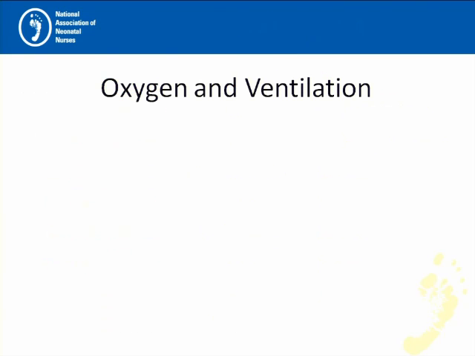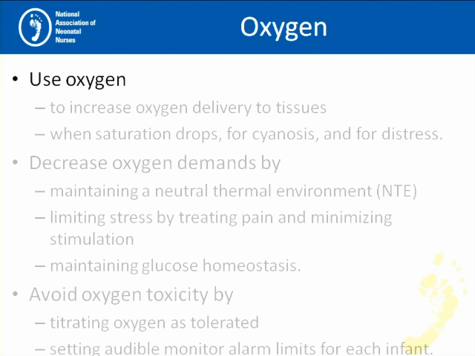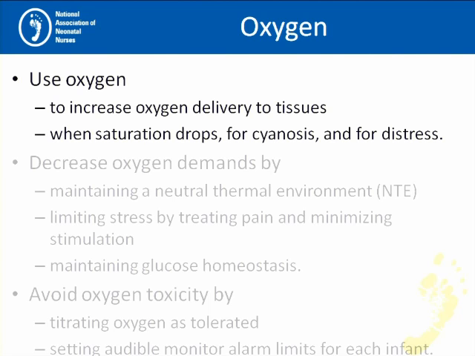Oxygen and ventilation. Using oxygen. Oxygen is used to increase oxygen delivery to the tissues. Oxygen should be administered when saturation drops for respiratory distress or for cyanosis unless there is a known ductal-dependent lesion. Oxygen is used to prevent pulmonary vascular reactivity, persistent pulmonary hypertension of the newborn, also known as PPHN. Use oxygen for interpulmonary shunting.